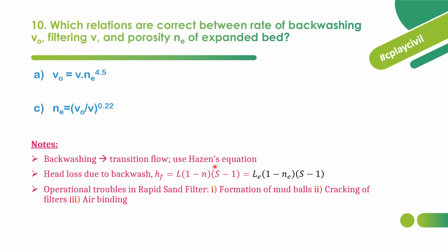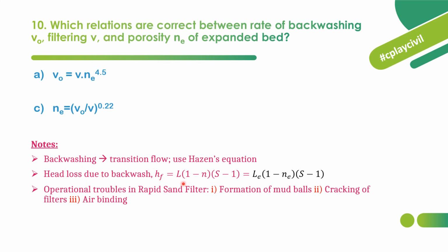So that is why we have to use the Hazen's equation when we are supposed to find the settling velocity at the backwashing period. We have to use the Hazen's equation, neither Stokes law nor Newton's law. So we have to use the Hazen's equation only during backwashing.